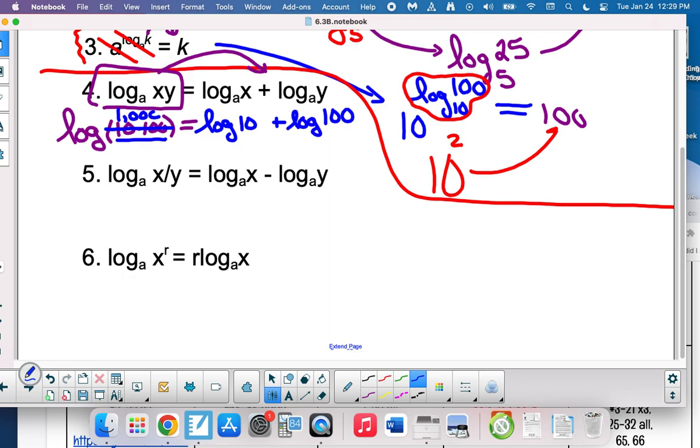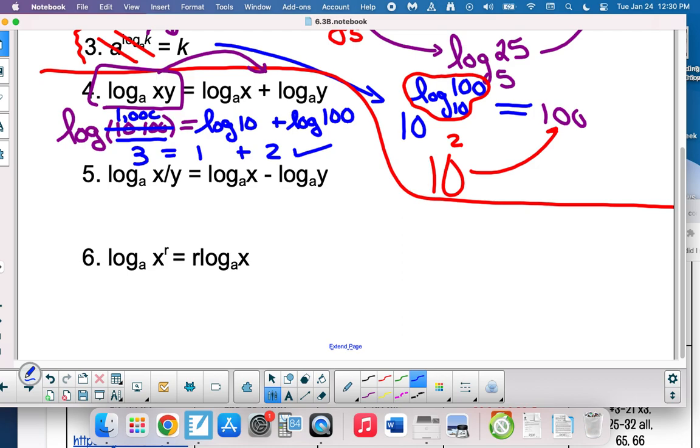What exponent? 10 to the third power is 1,000, equals... what's the log of 10? 1. 10 to the first is 10, plus, what's the log of 100? 2. 10 to the second is 100. The answer is always an exponent. 3 plus 3 equals 1 plus 2. True? Yeah. Boom, it works. That's what I'm trying to tell you. You got to see it works or else you don't believe it.